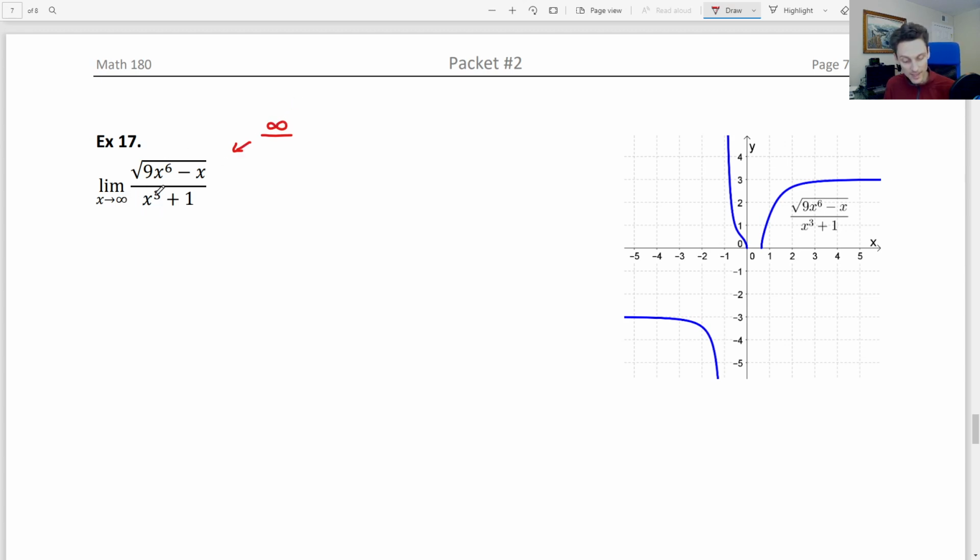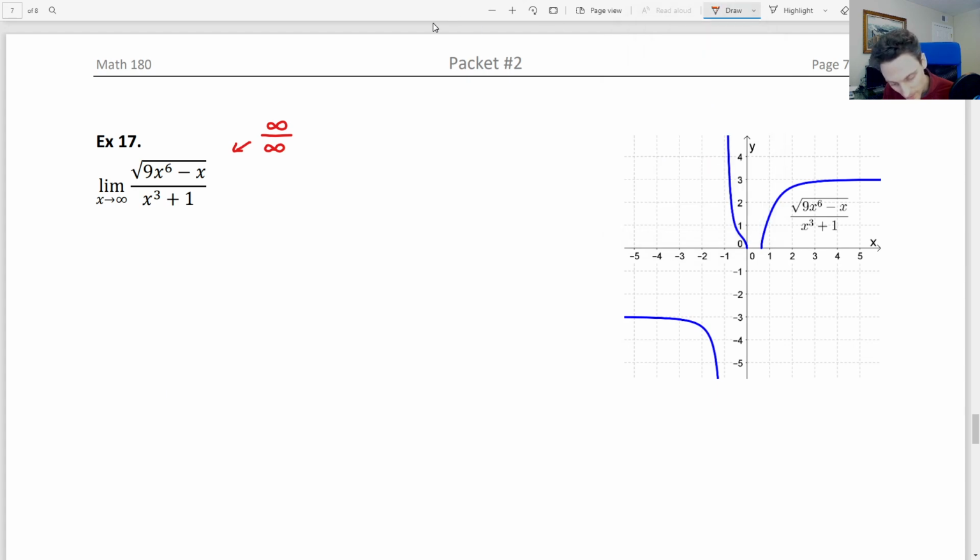On the bottom, we have the x cubed running the show, and that's going to go to positive infinity as x goes to positive infinity. So we have an infinity over infinity indeterminate form for this limit. All right, but what to do here? Well, we can divide the top and bottom by the leading term of the bottom, which is the x cubed.